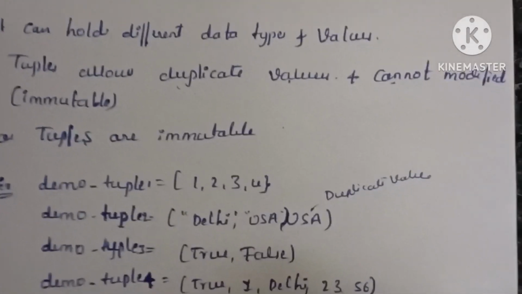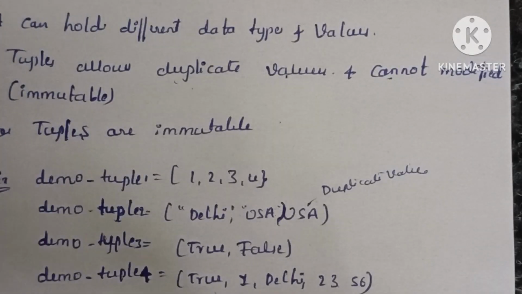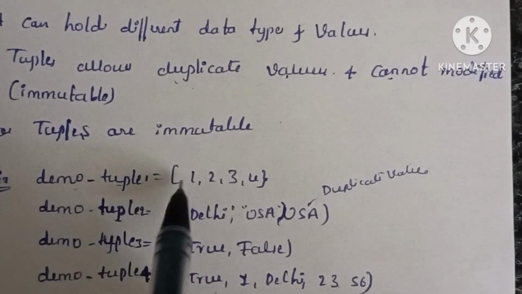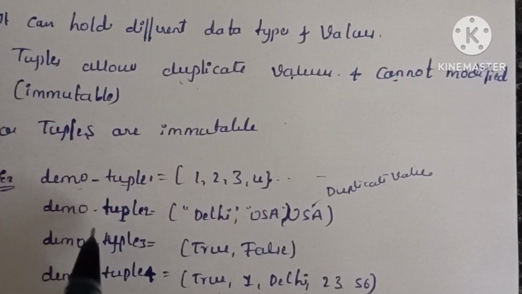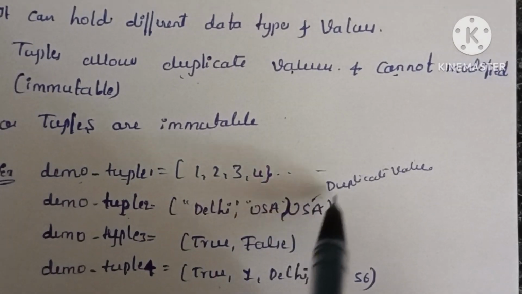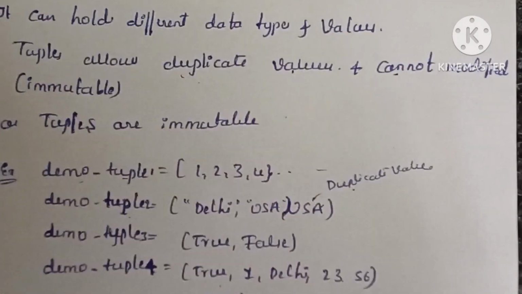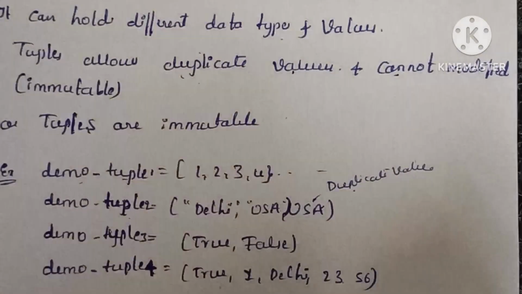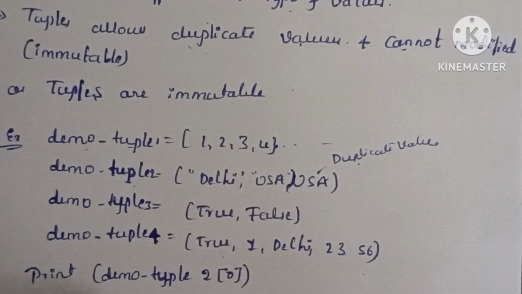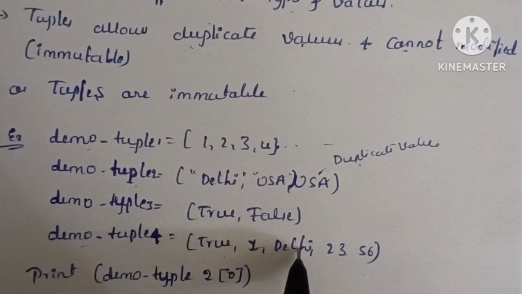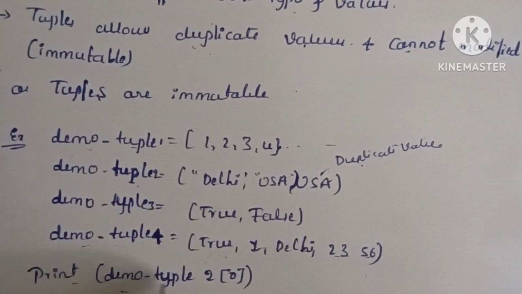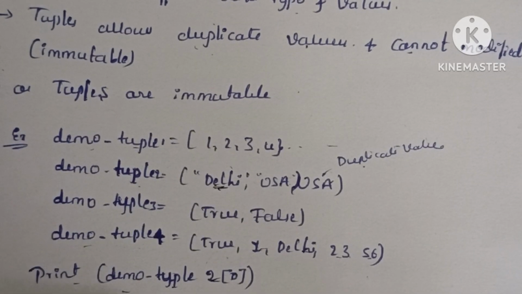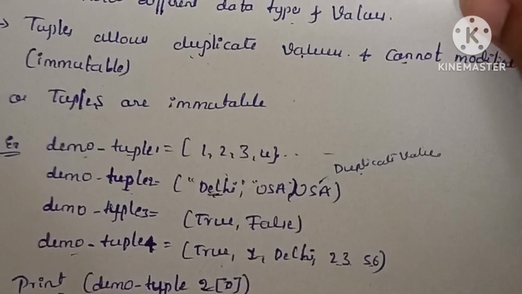So for example, I will show a demo. It can hold different data types and values. Demo tuple: 1, 2, 3, these are integers. Demo: Delhi, USA, these are string values. So it can hold different data types and values like that. Even the output is also true, and Delhi, 23, 26. Print demo type 2 equal to 0 means it will return the output equal to Delhi.